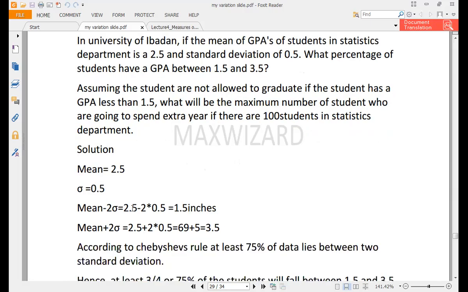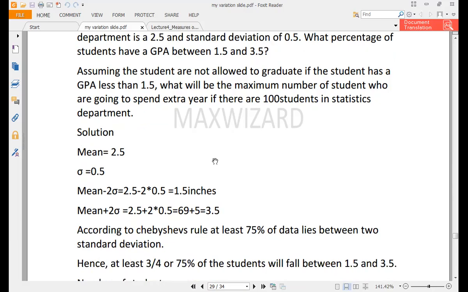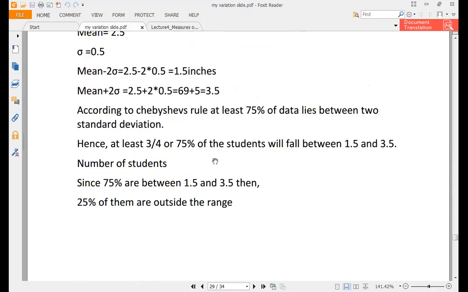I will just write mean minus 2 standard deviations will be 2.5 minus 2 times 0.5. And that will be equivalent to 1.5 if you subtract that. Mean plus 2 standard deviations will give me 2.5 plus 2 times 0.5. If you add that, you are going to get 3.5. So that means I'm deviating two standard deviations to form the range, which is being stated here, 1.5 and 3.5. Since two standard deviations was used, then I can confidently say that at least, or not less than, 75% of data should lie between that range, which is the same thing as what the question has asked me.